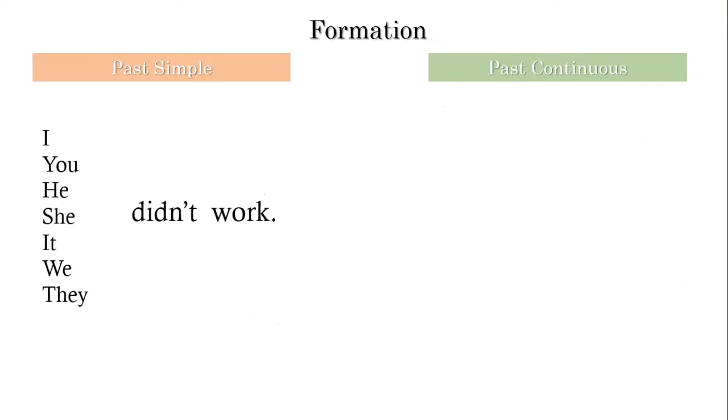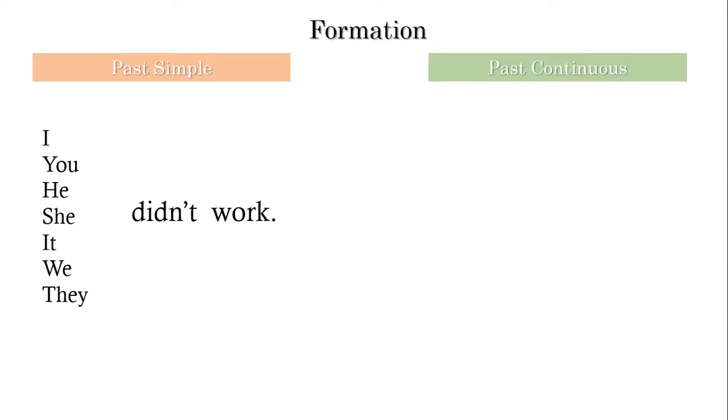Here, we will discuss the formation of negative sentences. So the negative sentences of past simple will be like that. You have to add didn't, did not. And note that here, your main verb will not be changed. It doesn't matter if it is regular or irregular. You can just say, I didn't work. He didn't work. We didn't work.